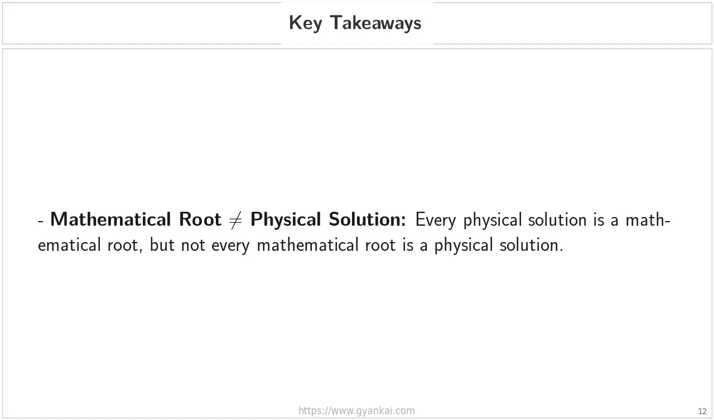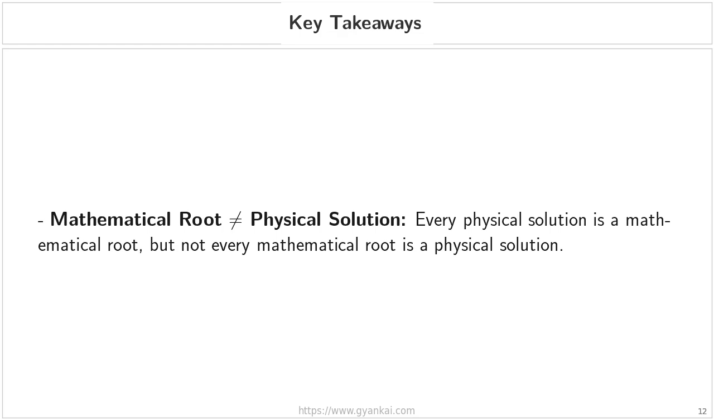Key takeaways. First, I want you to remember this fundamental distinction. A mathematical root is not always the same thing as a physical solution. Think of it this way. Every valid physical solution you find will definitely be one of your mathematical roots, but just because you've found a mathematical root doesn't mean it can be a physical solution.